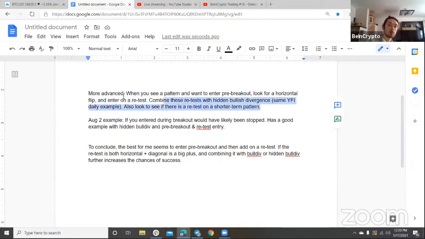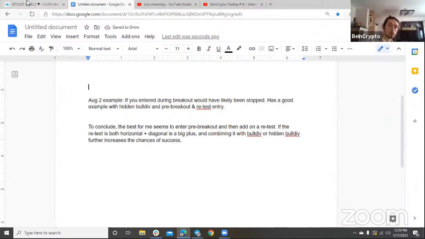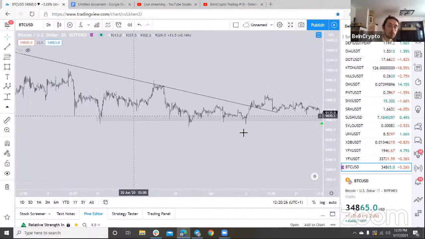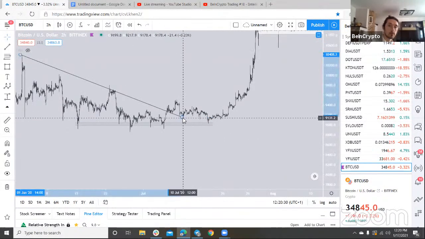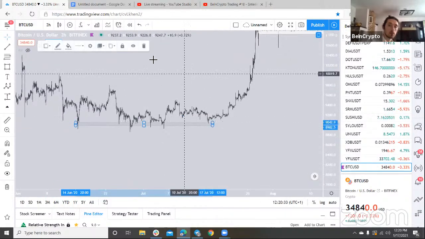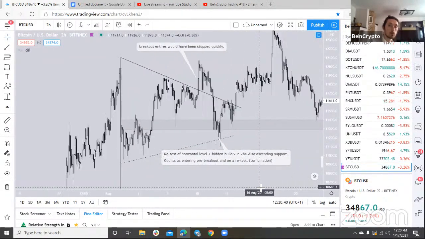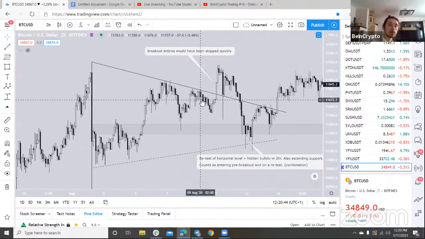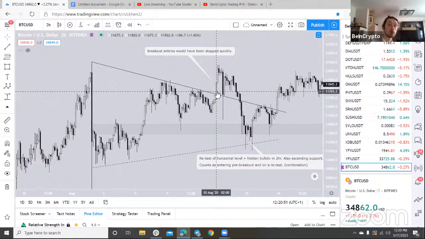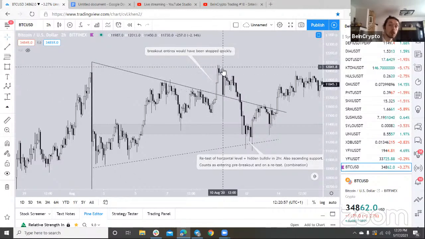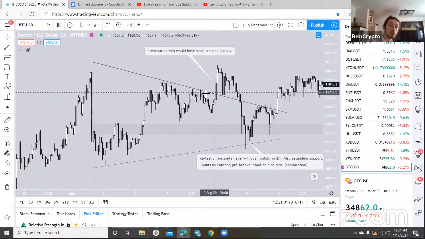Let's do the August 2nd example. I'm going to have to clean this up for a second. Okay, I think this example encompasses it better since it has all 3 methods. Say that you entered on a breakout here, you would have been stopped quickly, right? You have a descending resistance line, you have a pretty clear breakout right here, price goes higher, and then it stops everyone out. This is why I said if you're trying to enter on a breakout, it should be something very short term.